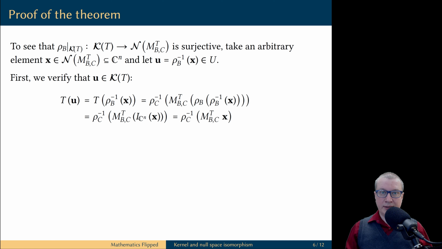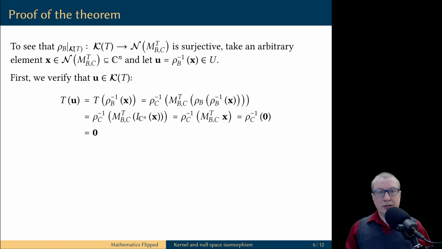And of course, the identity linear transformation does not change its input. We chose the vector x as a member of the null space of the matrix representation, therefore this matrix multiplies the vector x to the zero vector. And uncoordinatizing a zero vector is the zero vector.